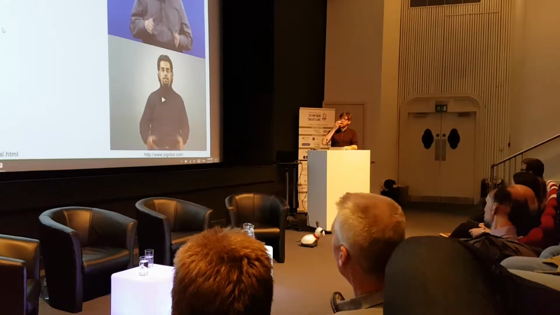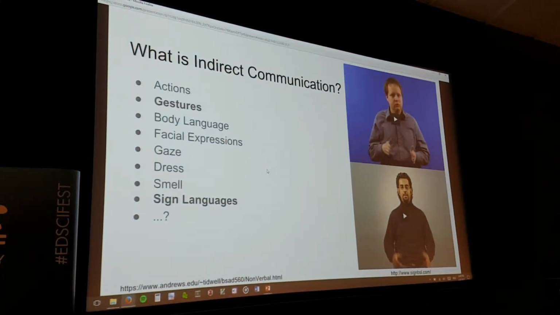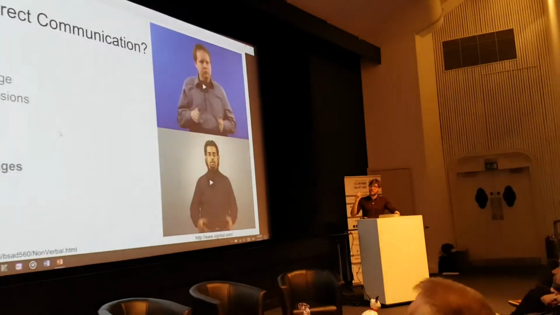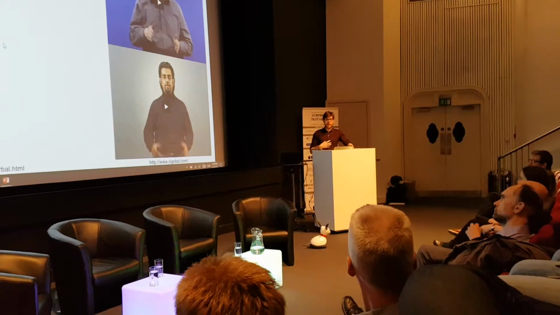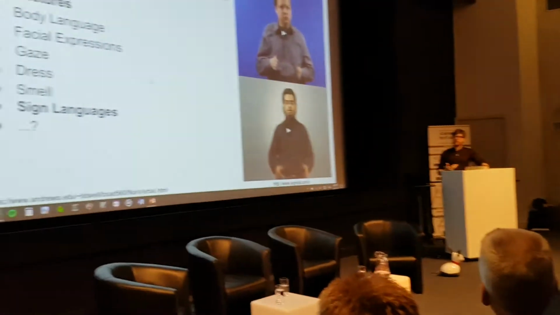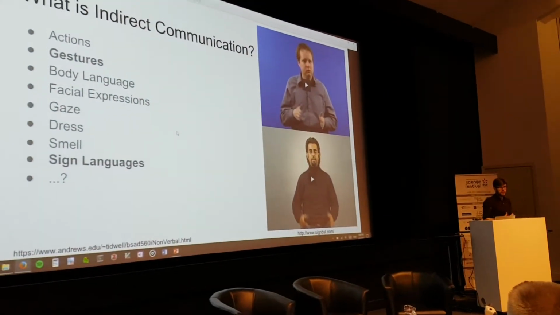By the way, the list that I made is ordered from the most obvious types of indirect communication to the least obvious ones. The text in bold is what I'm actually interested in for my research. I'm interested in looking at gestures and sign languages and making robots available to people with disabilities.